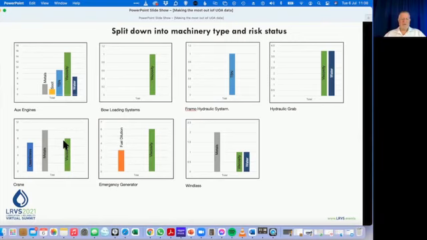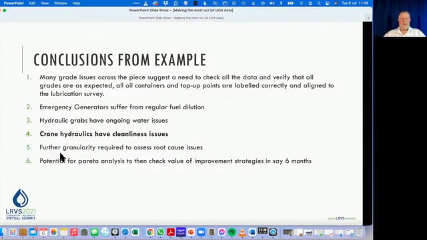So let's drill into the cranes. Why are we suffering on cleanliness on cranes when we do have other hydraulic systems, but cleanliness doesn't seem to be an issue? We'll drill down to that in a second, but some headline conclusions: many grade issues across the piece suggest a need to check all the data and verify that all the grades are as expected. Maybe we've got dirt issues or top-up points that are not labelled. So there's some basic housekeeping stuff we need to probably just get our heads around.